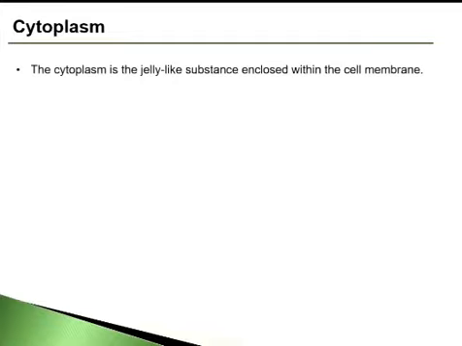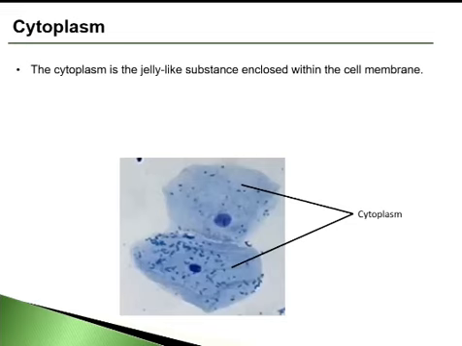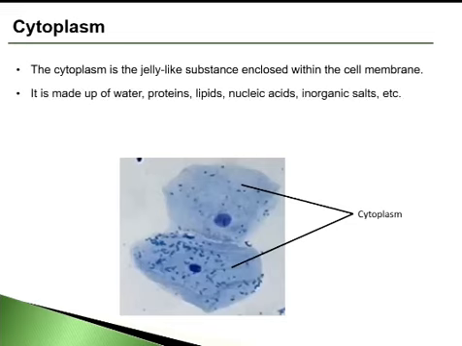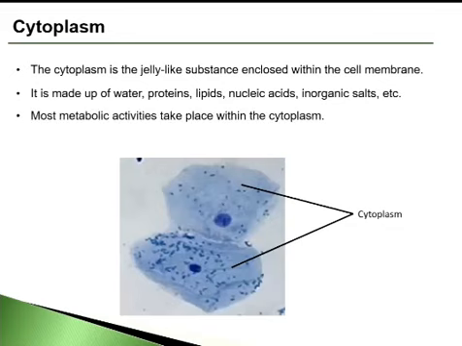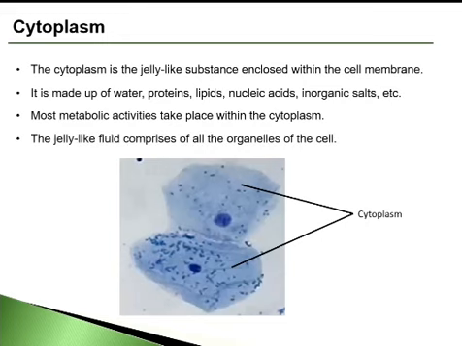The second is the cytoplasm. It is a jelly-like substance within the cell. It's mainly made up of water, proteins, lipids, nucleic acid, inorganic salts, and many more substances. Most chemical reactions occur inside the cytoplasm. This gives a cushioning effect to the organelles and comprises all of them.